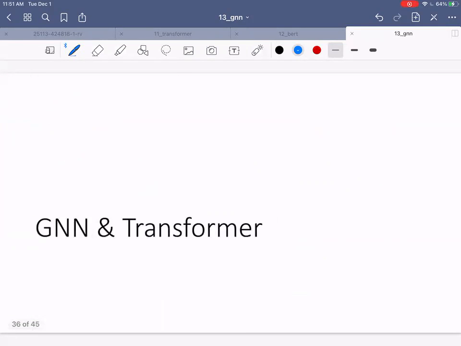All right, moving on to the final chapter, GNN and Transformer. There's a question: what is the meaning of W, the embedding matrix transform? Isn't H^(k-1) alone enough?